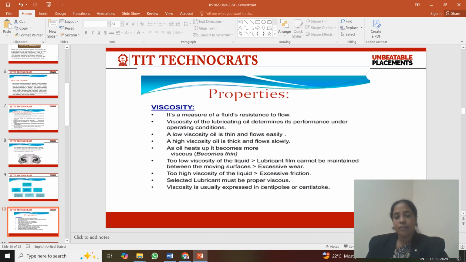For working at high temperature and pressure, or in the presence of heavy load, the machines need high viscous oil. But whenever we work with a light weight machine which is working at low temperature, low pressure, and slow speed, there we need the low viscosity oil that is thin and flows easily.